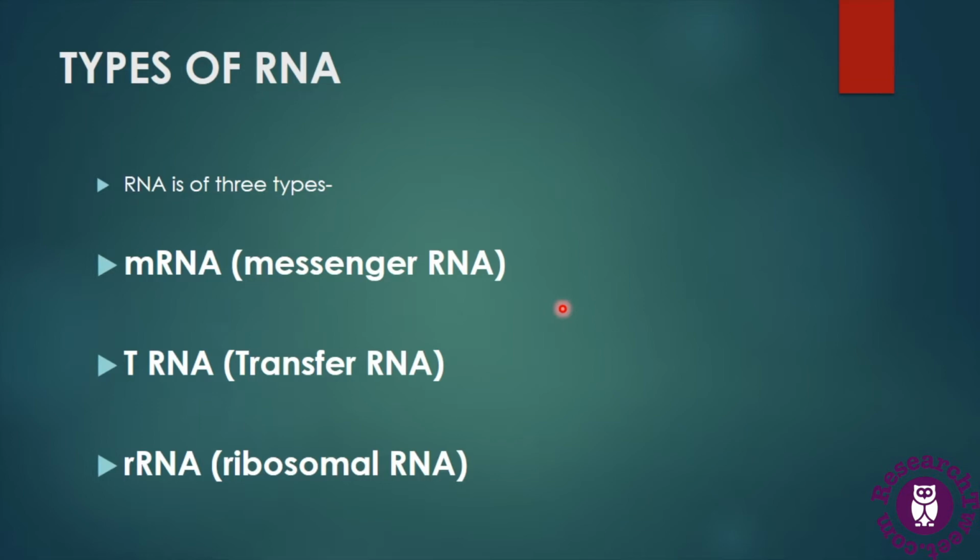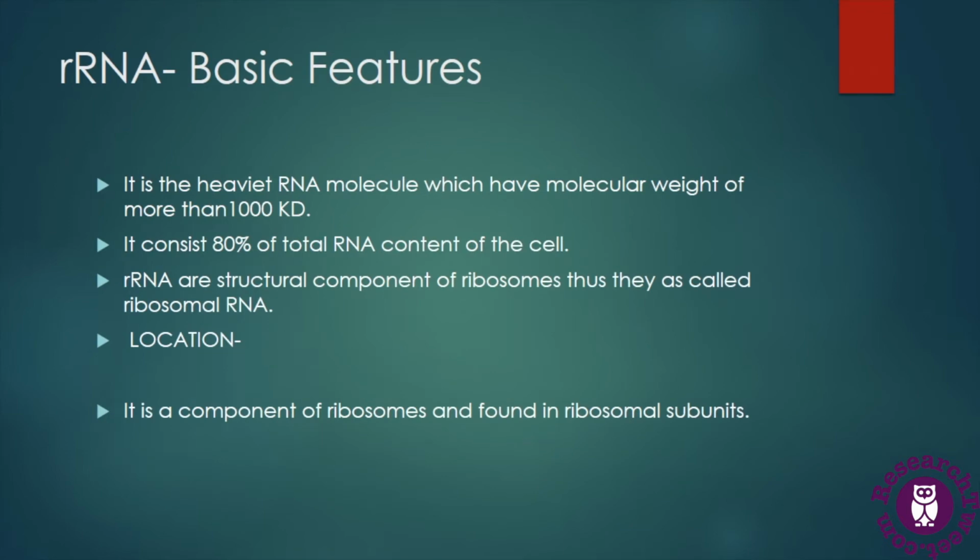Now, there are many types of RNA present in the cell. The major types of RNA include messenger RNA, transfer RNA and ribosomal RNA. Besides these major types, there are several other types of RNA, including small nuclear RNA, microRNA, small interfering RNA and many more. Now let's understand the type of RNA known as ribosomal RNA, or commonly known as rRNA. Ribosomal RNA is considered the largest type of RNA among all.